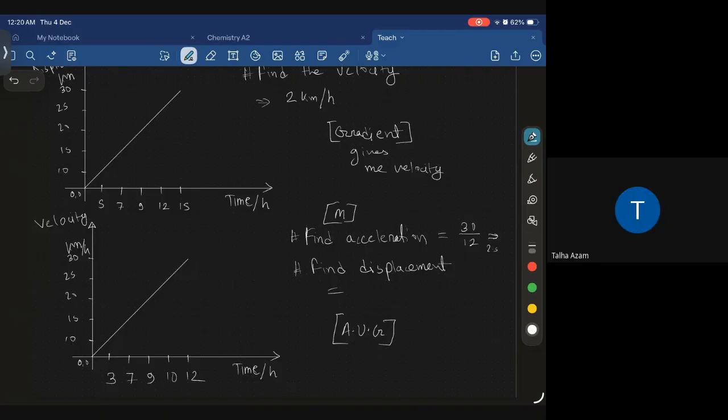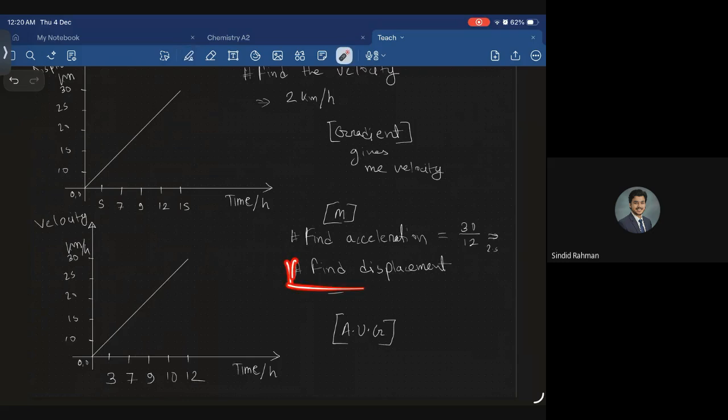What do I find now? You have to find displacement here. This one, it's the area of the triangle. Yeah, find it. What's the value?